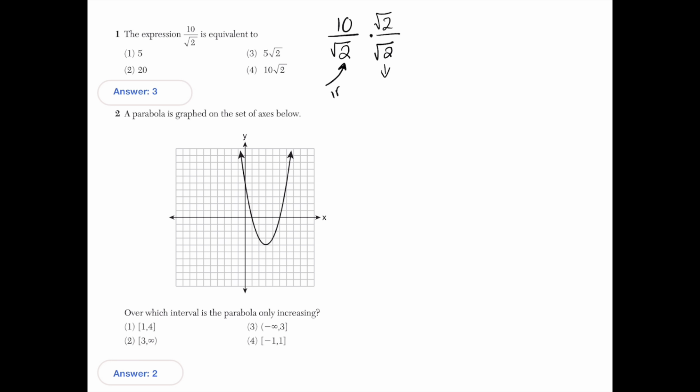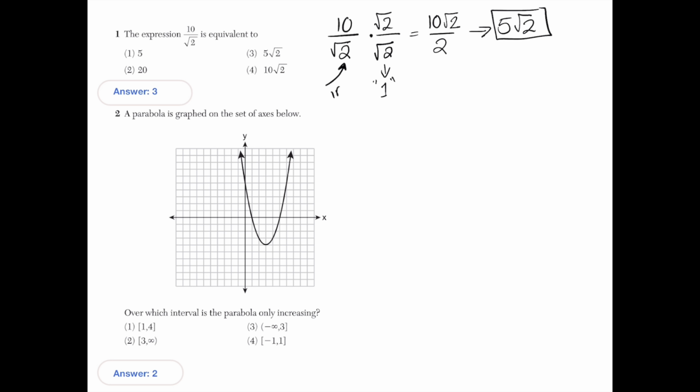So you see why I'm doing this? Because this is equal to 1. I'm still multiplying by 1. But because I'm doing square root 2 times square root 2, my new denominator is now 2. And on top, my numerator, I have 10 square root 2. This is something that we can actually work with now, because I can do 10 divided by 2 to get 5 and square root 2.